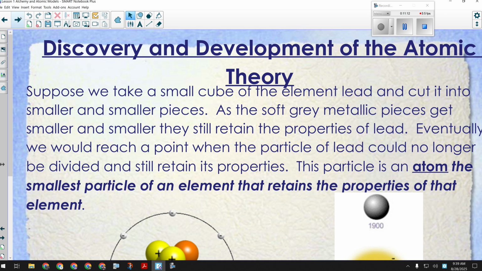Now, the idea of the atom. You can see there that there's some bold-faced, underlined wording. That's the important stuff. An atom is the smallest particle of an element that still retains the properties of that element, meaning its boiling point, its melting point, its color, its texture, luster, all those physical properties.